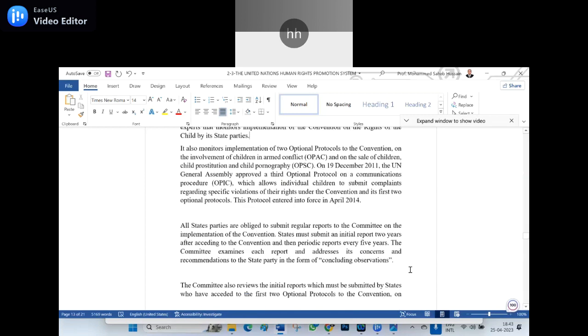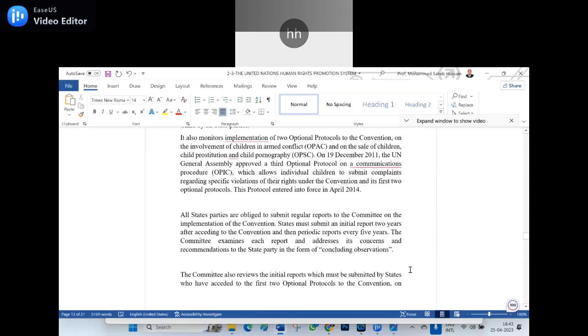In other words, all state parties are obliged to submit regular reports to the committee on the implementation of the convention. A state must submit an initial report 2 years after acceding to the convention, then a periodic report every 5 years. In the beginning 2 years they have to report every year, but a few years later, every 5 years, you have to send the report to the higher body, the committee. The committee examines such a report and addresses its concerns and recommendations to the state party in the form of concluding observations. As I told you, the committee also recommends to domesticate the municipal law.